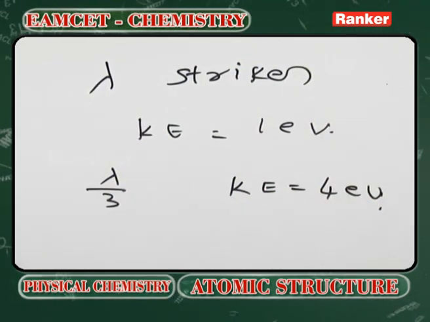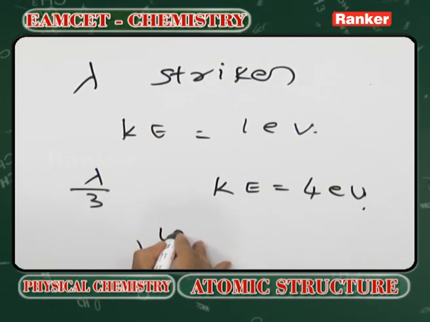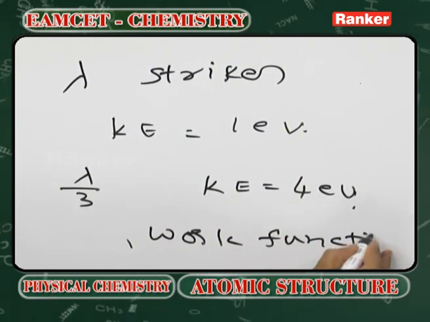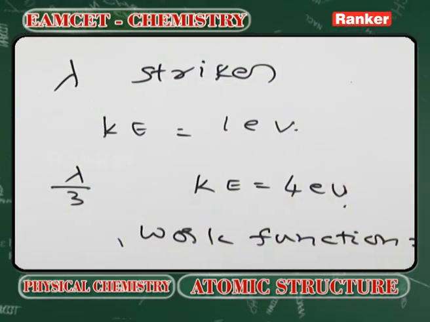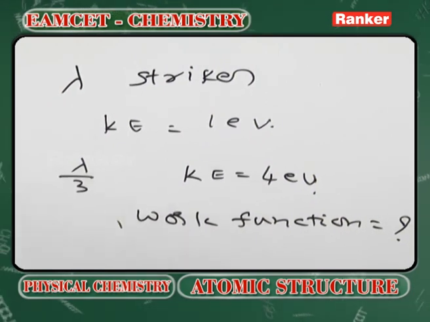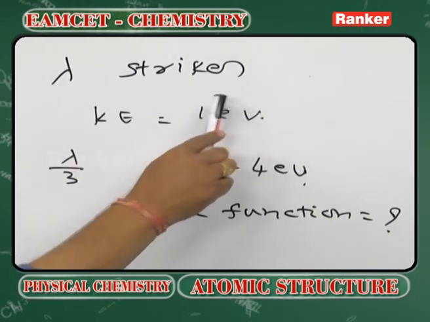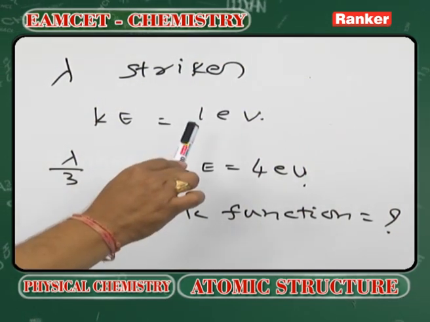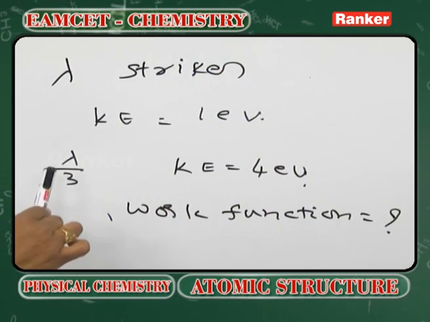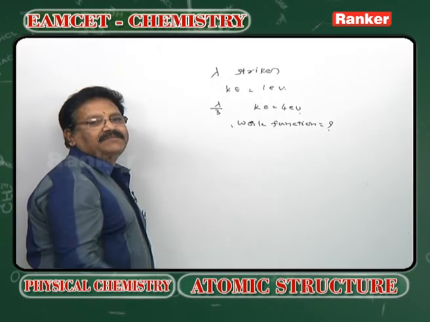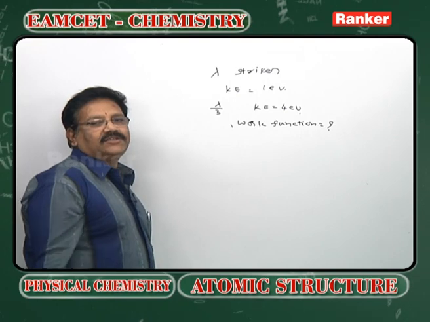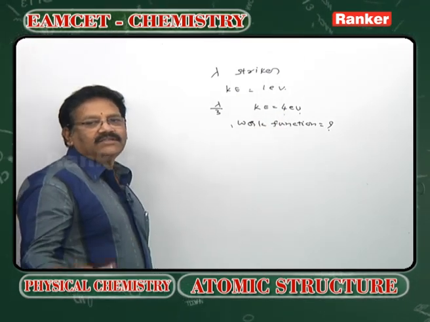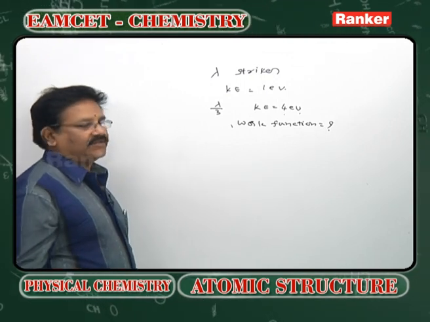What is the work function value? Work function is equal to how much? This is the question. When a light of wavelength lambda strikes the metal surface, the kinetic energy of the photoelectrons emitted will be 1 electron volt. When a light of wavelength lambda by 3 strikes a metal surface, the kinetic energy of the photoelectrons emitted will be equal to 4 electron volts. What is the work function value?